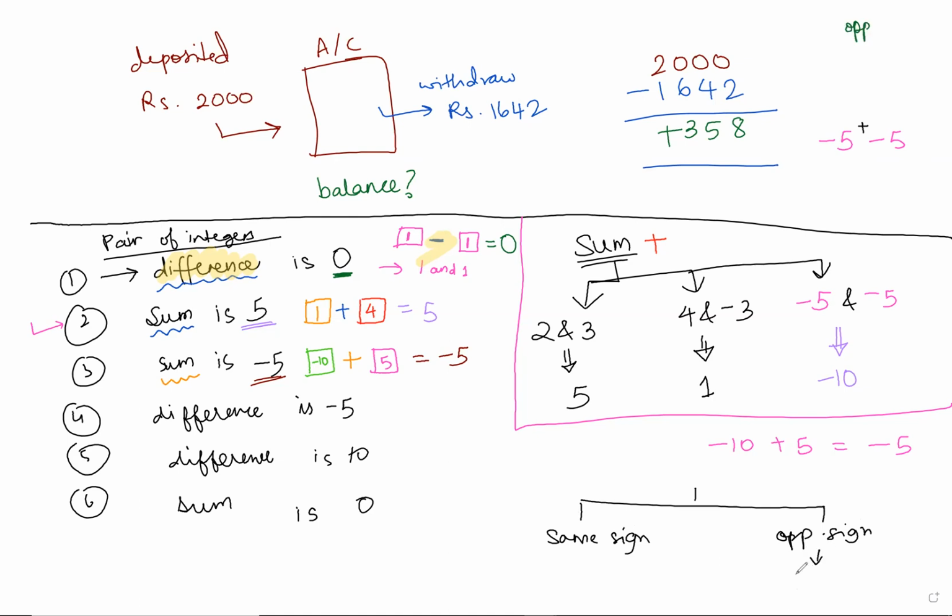We have to subtract, but we have to put the sign of the bigger number. Yes, exactly. That's how we got it, right? We have minus 10 and we have 5. So what do we subtract? We say 10 minus 5.